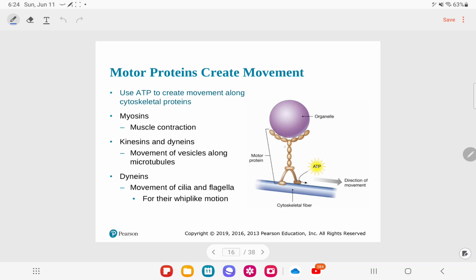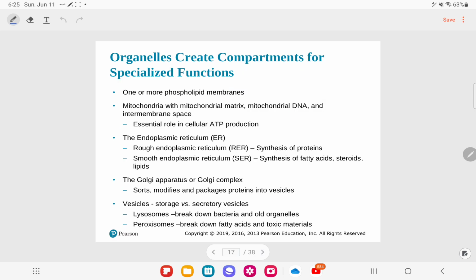So you can kind of see this myosin, this motor protein right here, literally holding this organelle, walking along the cytoskeleton fiber, in the presence of ATP. So we have these motor proteins that create movement, such as myosin, that helps with muscle contractions. The kinesins and the dyneins: kinesins move vesicles along these microtubules. These dyneins move the cilia and the flagella for their whip-like motions.